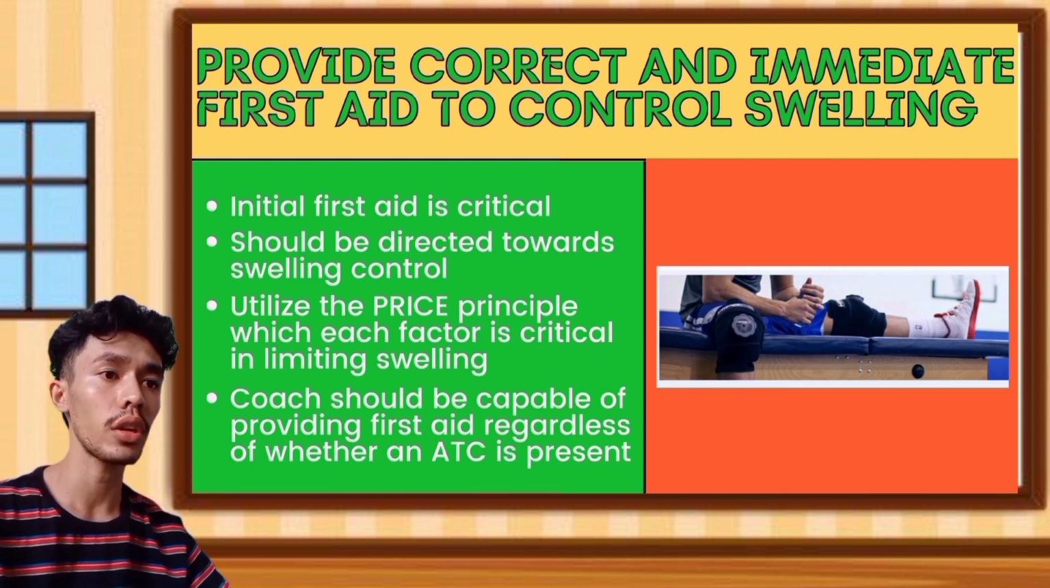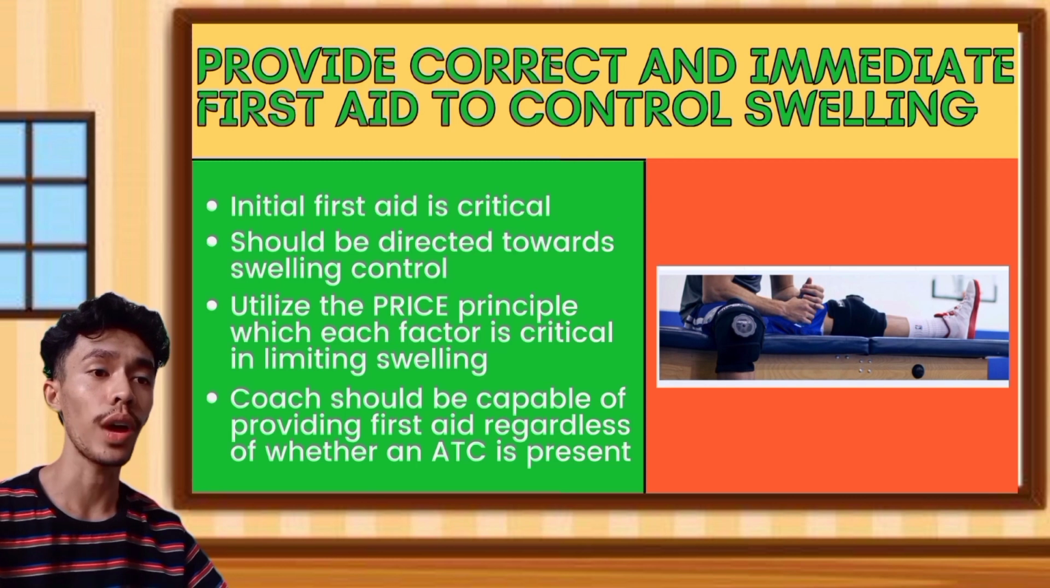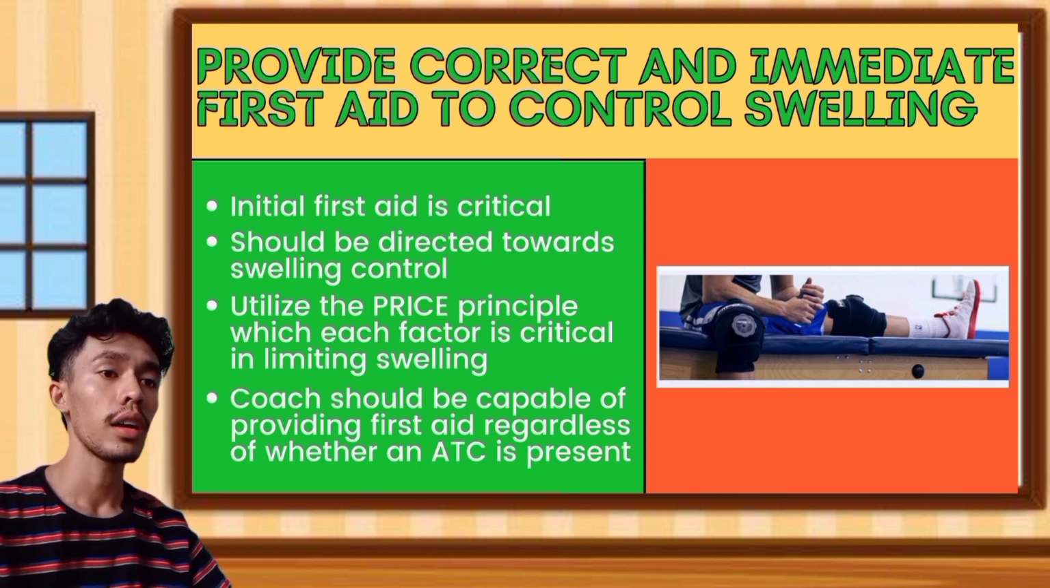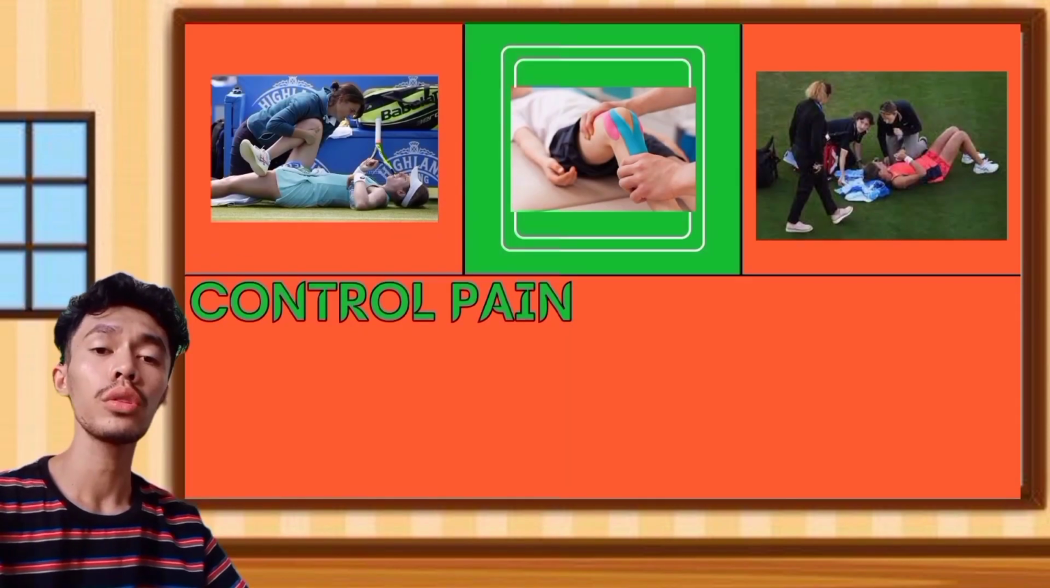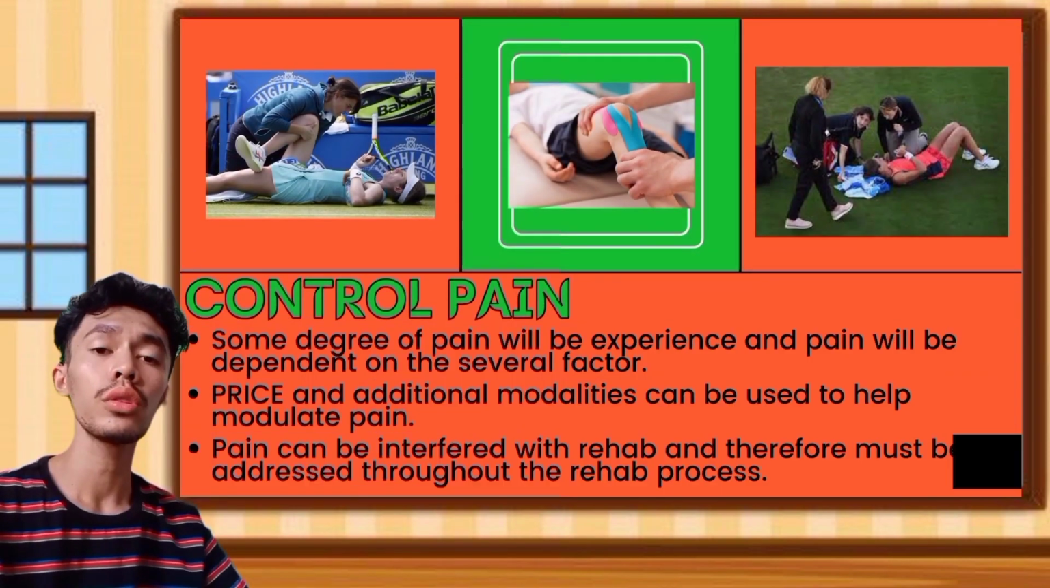Each factor is critical in limiting swelling. So the coach should be capable of providing first aid regardless of whether an ATC is present. Now, in controlling pain, some degree of pain will be experienced. Pain will be dependent on several factors: the severity of the injury, the athlete's response, perception of pain, and the circumstances.